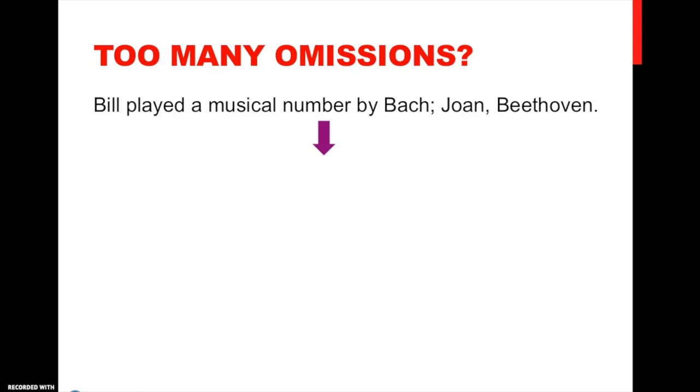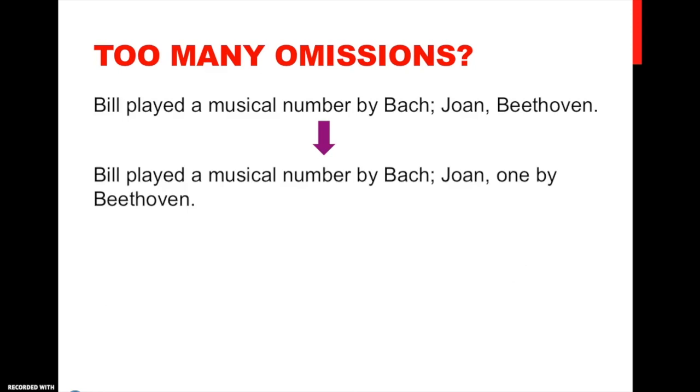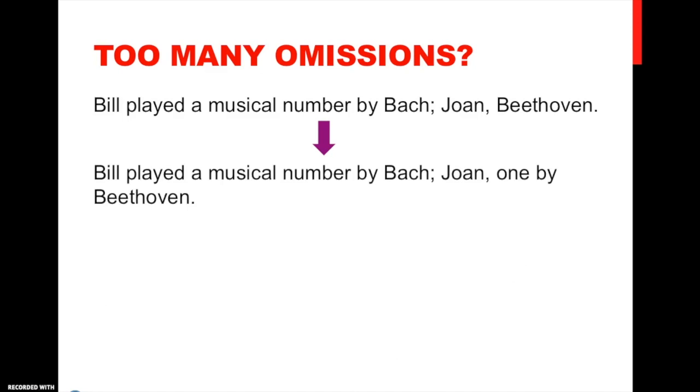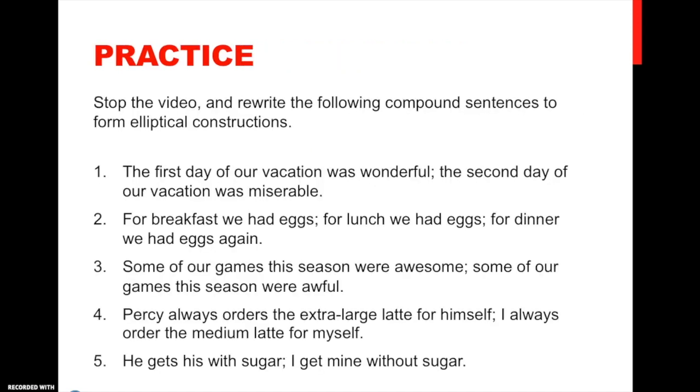When you leave out more than the verb, you may need to put in a word, such as one here. Now the sentence reads, Bill played a musical number by Bach, Joan one by Beethoven. Now, go ahead and stop the video and rewrite the following compound constructions to form elliptical sentences.